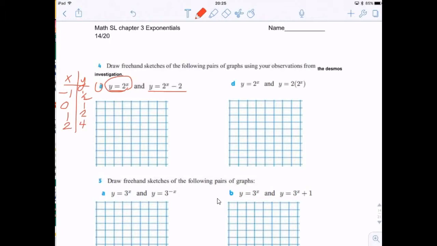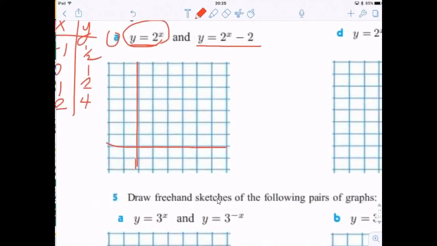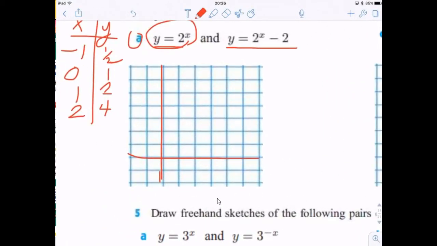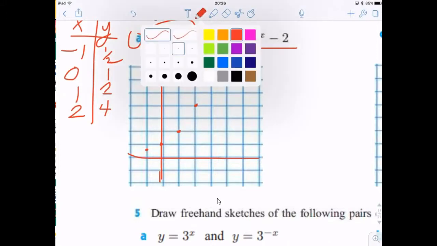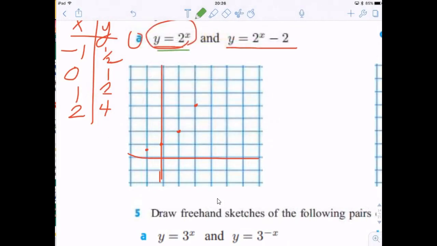Okay, so I'm going to graph this. I'll write the x, y axes like that. And then I'm going to graph some of the points. So -1, 1/2 would be here. 0, 1 would be here. 1, 2 is here. And 2, 4 is here, right? So the original function, which we'll draw in green, looks kind of like this.